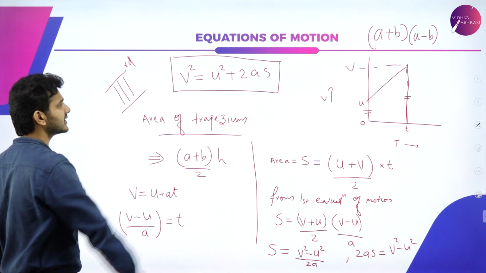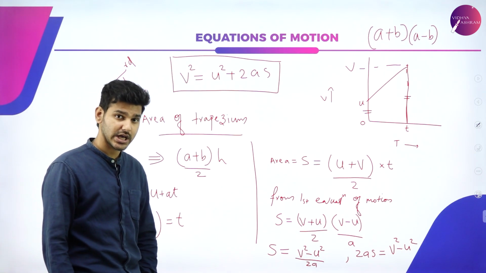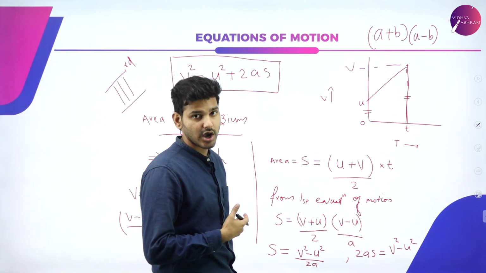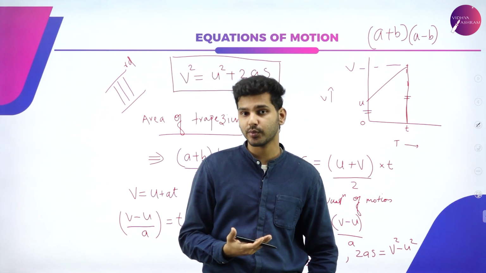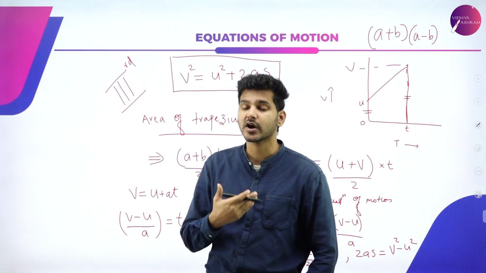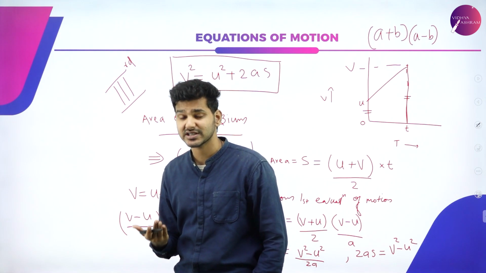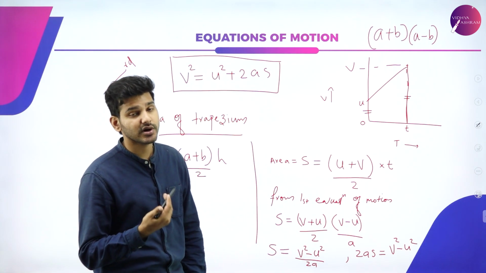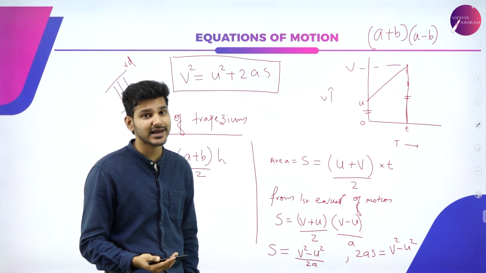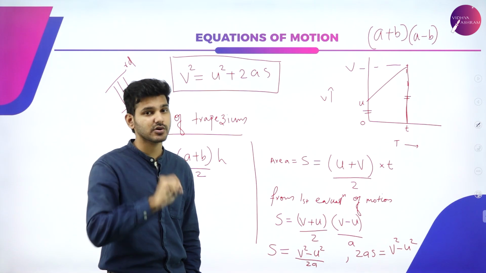So this is the third equation of motion. Now, the important question: why do we need these three equations of motion? The reason we need them is that each of these quantities is related in such a manner that each equation is independent of just one quantity.